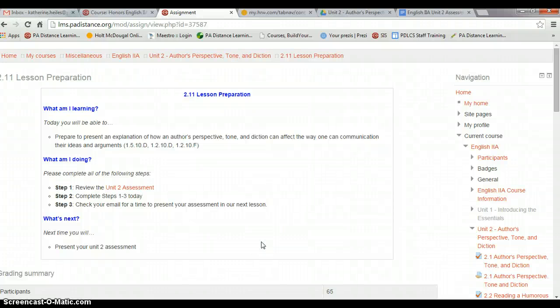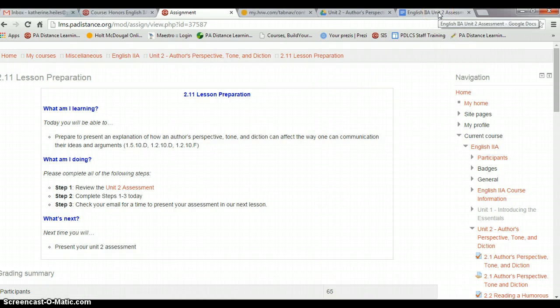Alright guys, this recording is to give you a little bit of extra direction for how to complete your Unit 2 assessment that you will see starting in Lesson 2.11. So we're going to take a look at the Unit 2 assessment together. I'm going to go through the directions and hopefully it will help make a little bit more sense.